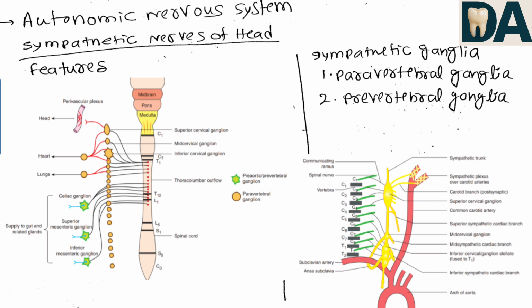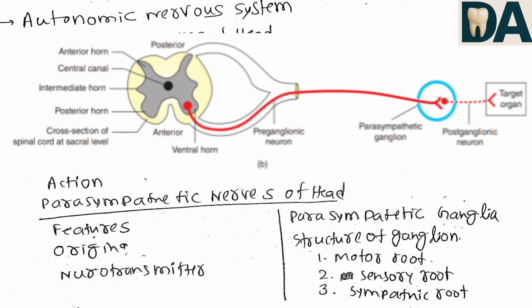Now go to the parasympathetic nerves of the head. The parasympathetic system is responsible for the functions of the body at rest, such as digestion, salivation, sexual arousal, lacrimation, urination, and defecation.